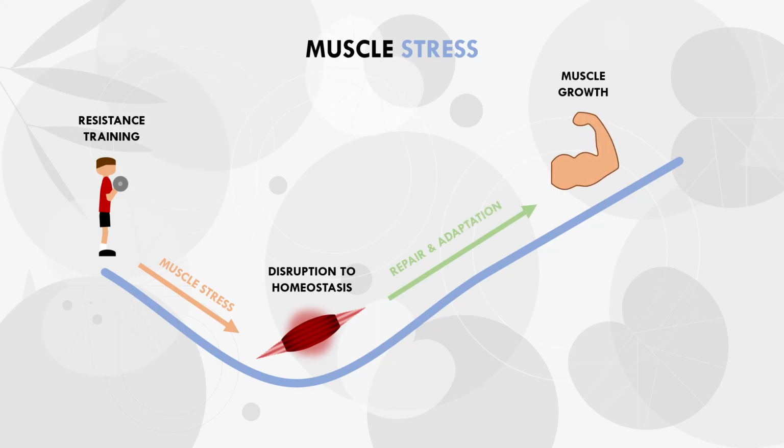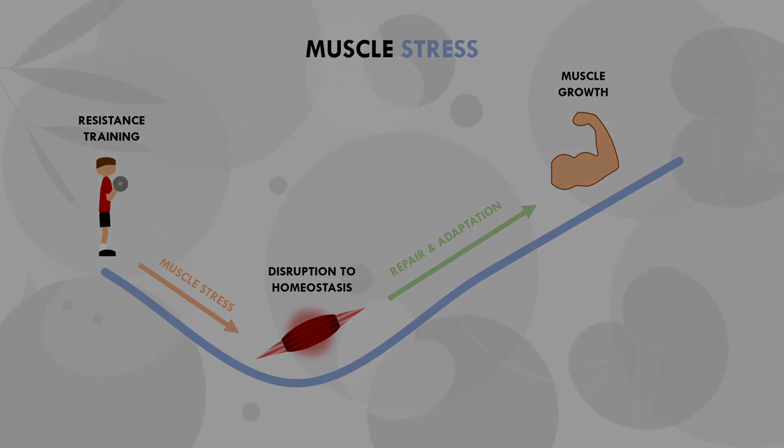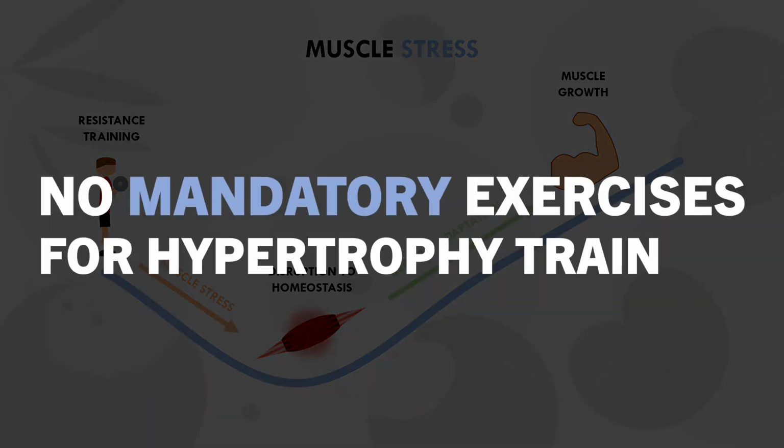We aren't going to go into any more detail about stress and adaptation, but it should just be understood that our physiology doesn't know which exercises we are performing. All it recognizes is stress and adapts accordingly. What this means is that there are no mandatory exercises for hypertrophy training. There are many different exercises which can all equally be effective.